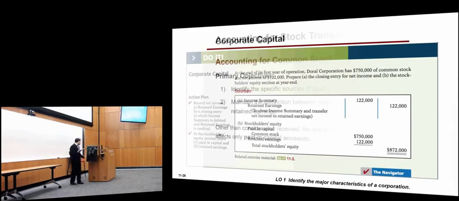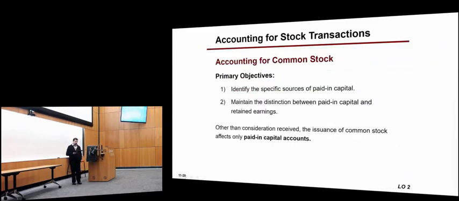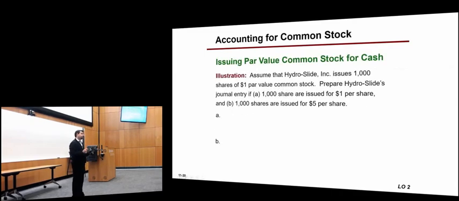Now we get to the point where we need to account for stock transactions. Again, why do we do that? The main thing is to separate the two sources of equity, and to separate basically paid-in capital from retained earnings.